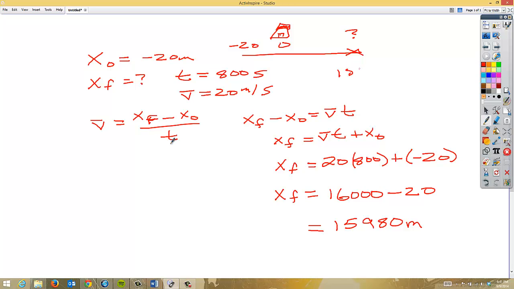So that is the position here. It's 15,980 meters. This is negative 20 meters. So notice that her entire distance that she traveled was from the negative 20 to the 0 and then to the 15,980. And so that total distance would be about 1,600 meters. So you see that right here.